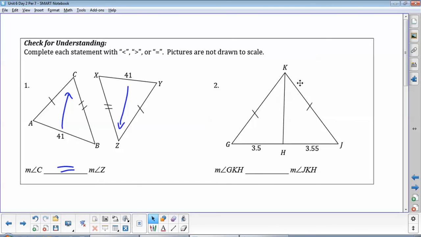For example number 2, I have a pair of line segments that are congruent, so GK and JK are going to be congruent, and I have a shared side, KH, that is congruent, so I have two sides that are congruent to two sides. The third sides are not congruent. This one says 3.5, and this one over here says 3.55. I mean, pretty obviously these pictures are not drawn to scale. That must mean that the angles that they're opposite are not going to be equal. So 3.5 is smaller than 3.55. So angle GKH must be smaller than angle JKH. So you should have put in a less than symbol there.